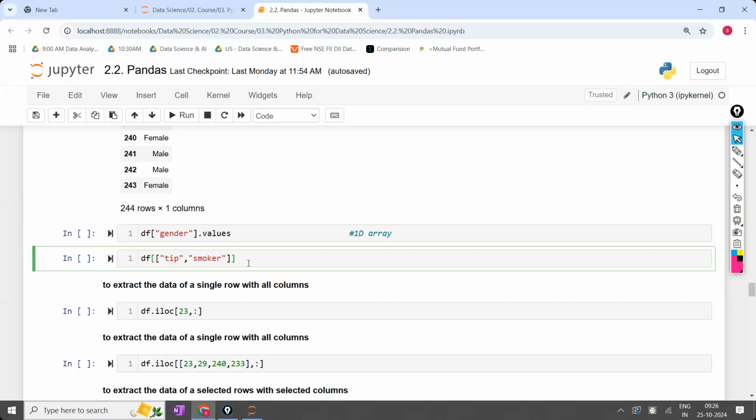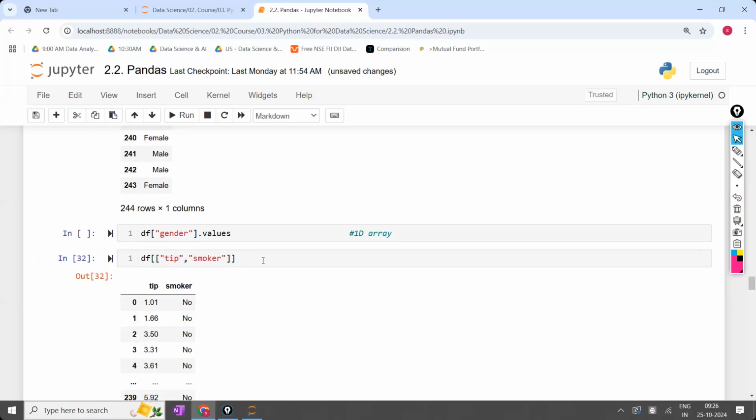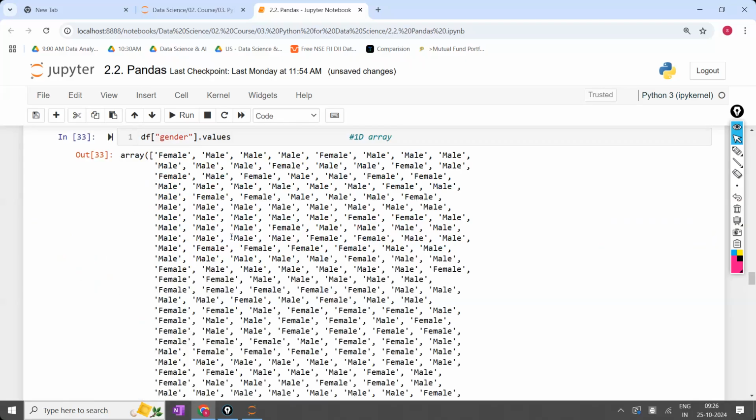Multiple columns only means it is a combination of multiple series. Multiple series means data frame. So the moment you extract multiple columns, that is a list of columns, automatically you are going to get the output as a data frame only. And if you want to convert to an array, you use dot values. Dot values will give the 1D array.